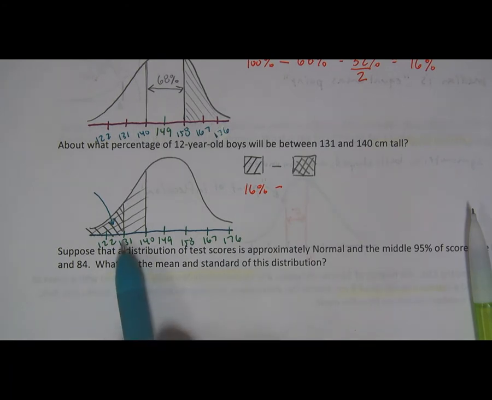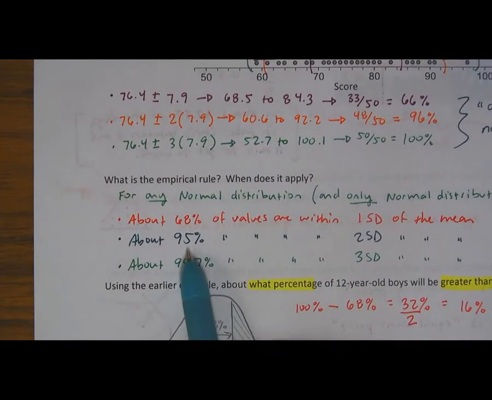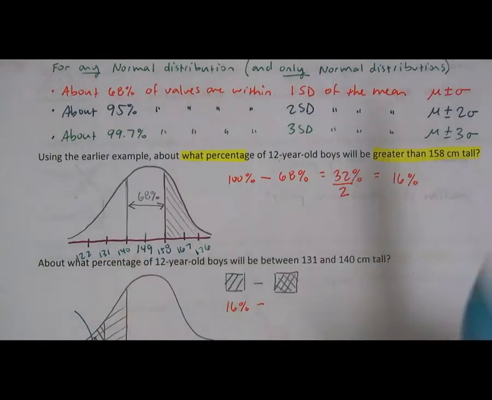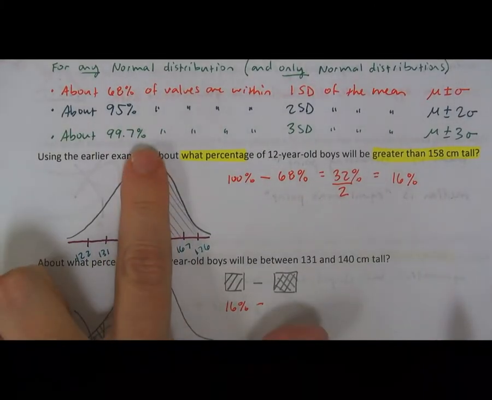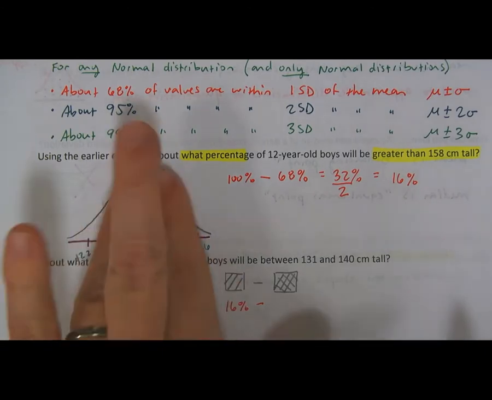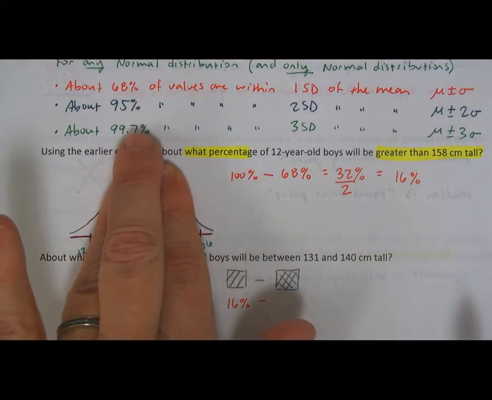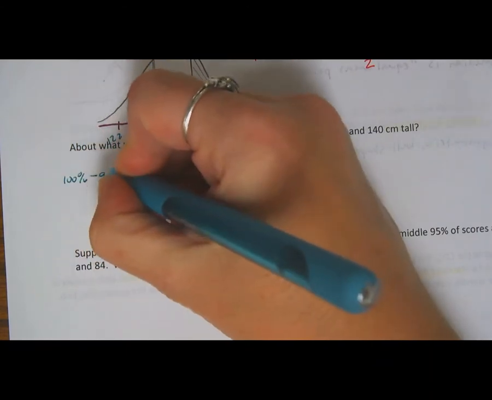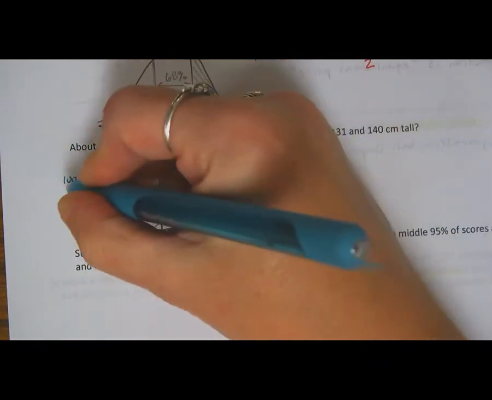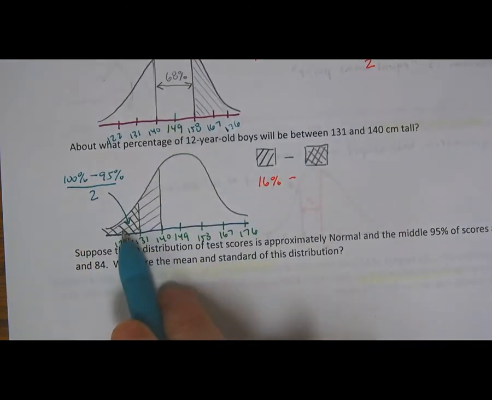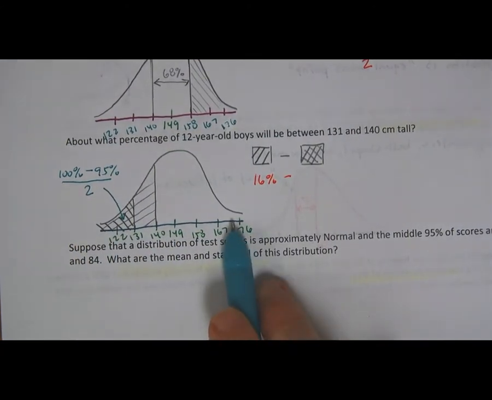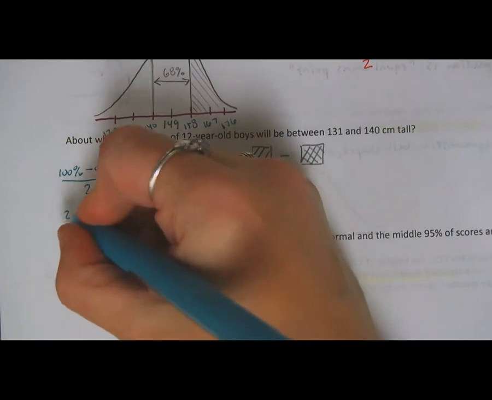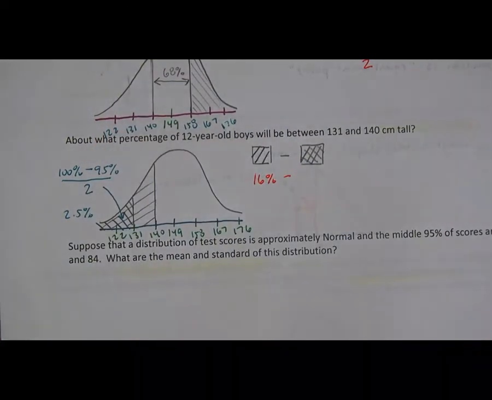It's 2 standard deviations away from the mean. So what percentage is within 2 standard deviations of the mean? Do you remember how I subtracted out the 68 right here? Now I'm just going to subtract out 95. So I'm going to take 100%, subtract out 95, and then cut it in half because I only care about the left tail, not the right tail. And you'll end up with 2.5% in that cross-hatched area.